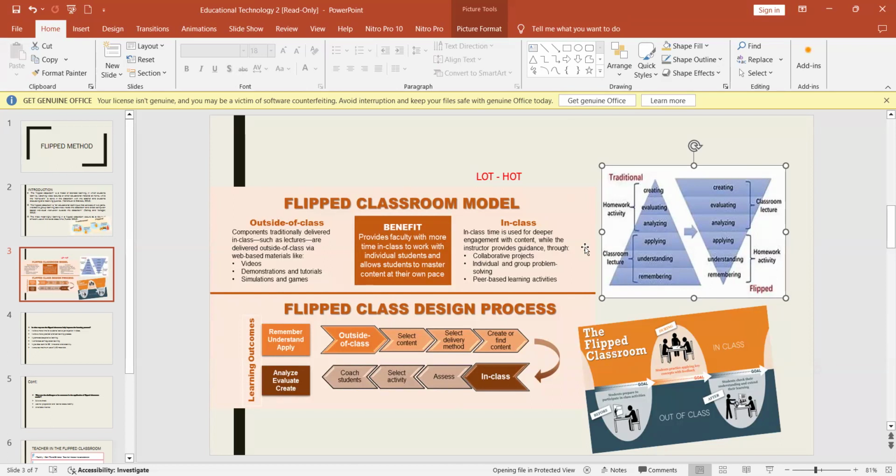Yes, ma'am. But in the flipped method, this traditional classroom is turned upside down. It is flipped. How is it flipped? This is how it is flipped.